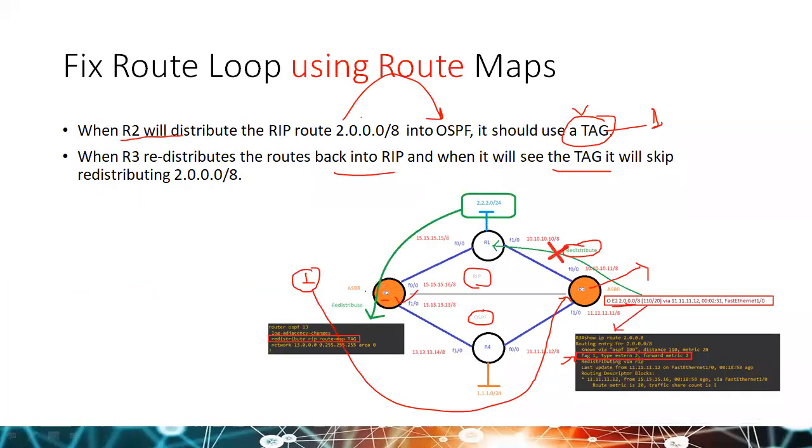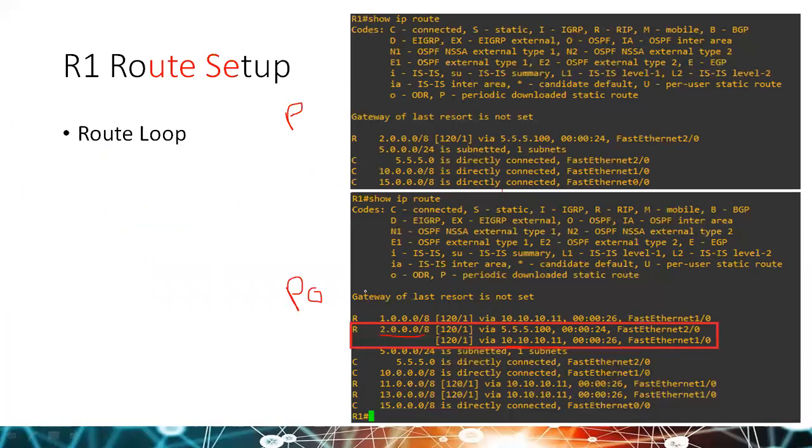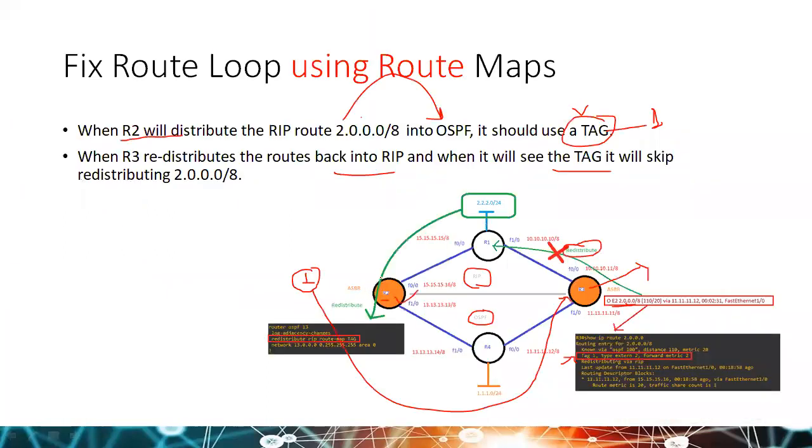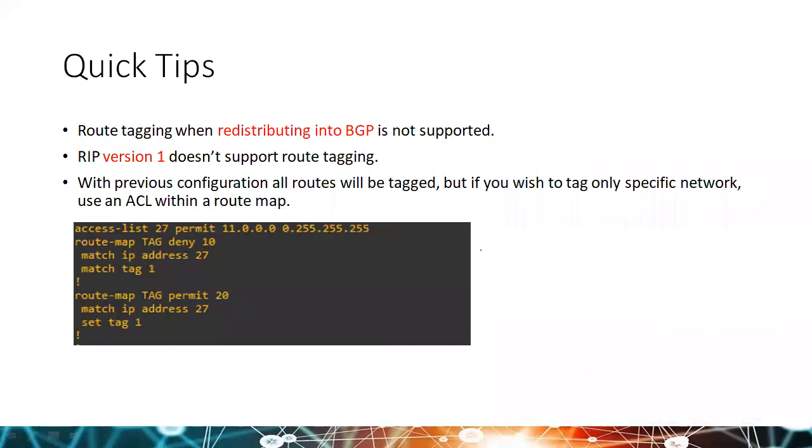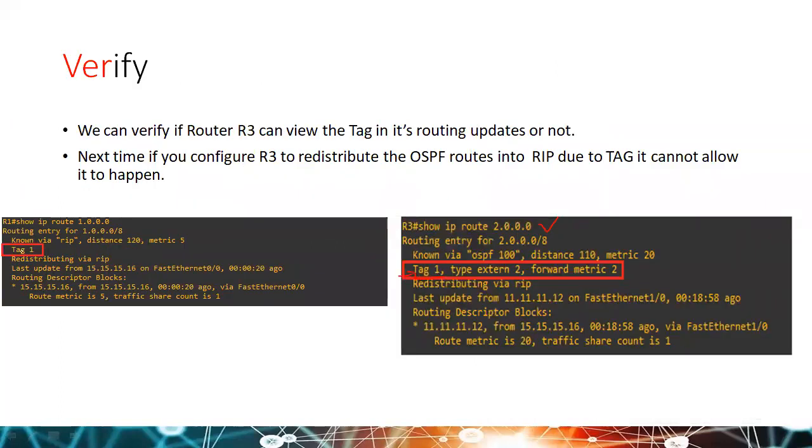So similarly, no one can basically make a mess by configuring such route map issues. If we go back to R1, we can even see tag 1 associated with 1.0. So if R3 tries to redistribute this network back into OSPF, it cannot do it.